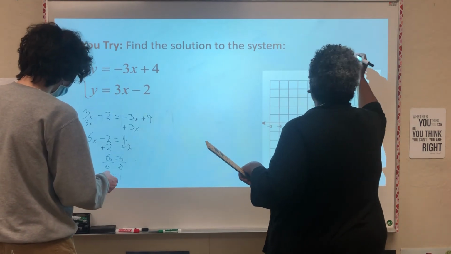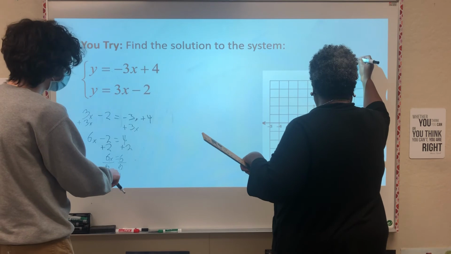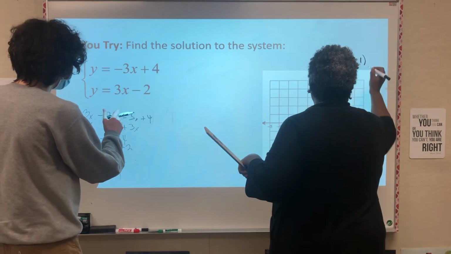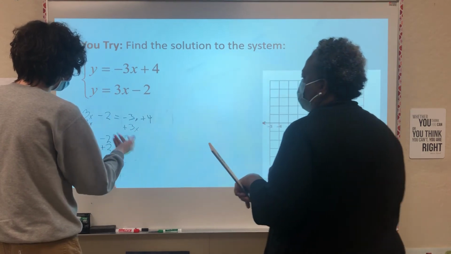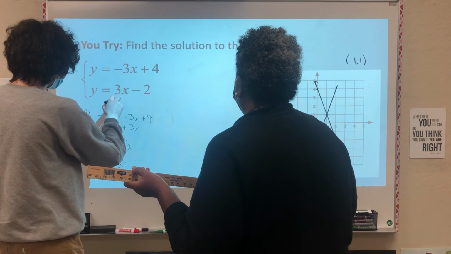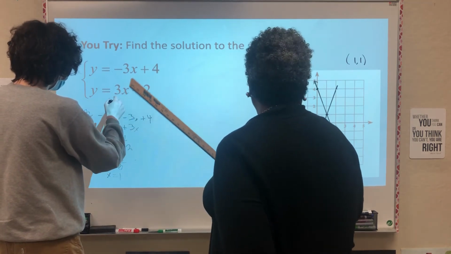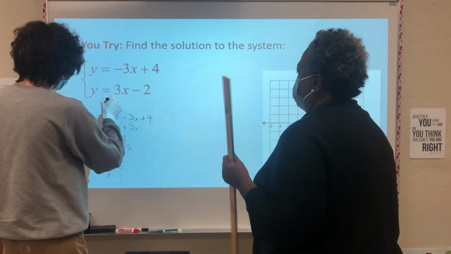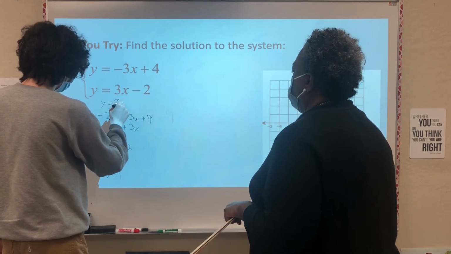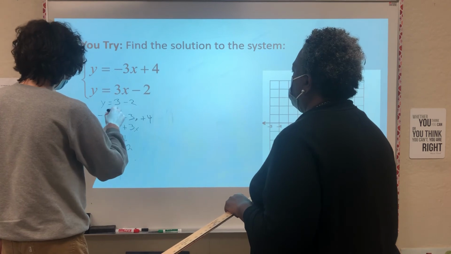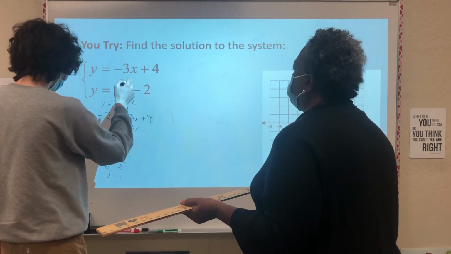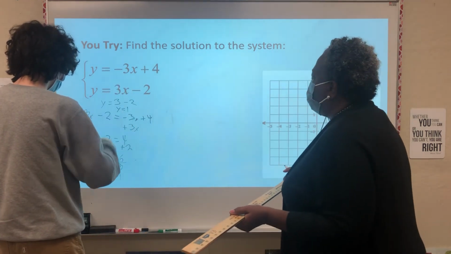What'd you get? Got x equals 1. And then from there, you can plug it in, so that would be y equals 3 minus 2, which would be y equals 1. And now with this one, do the same thing.